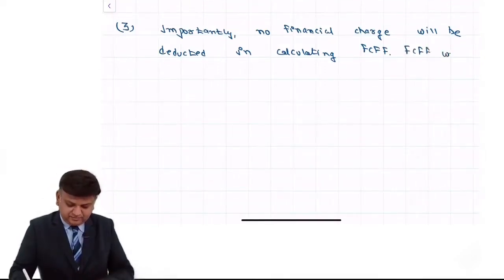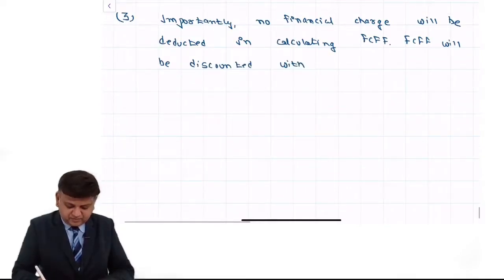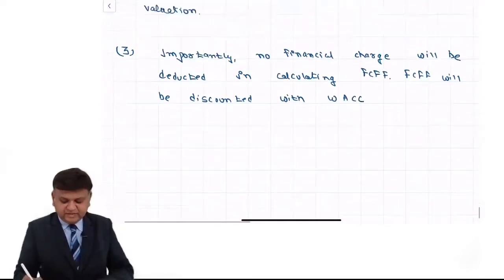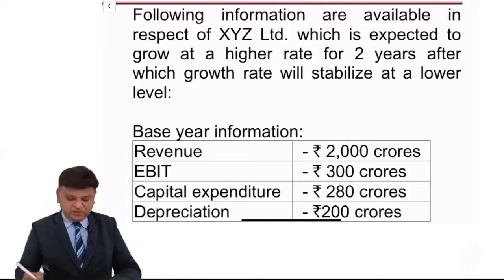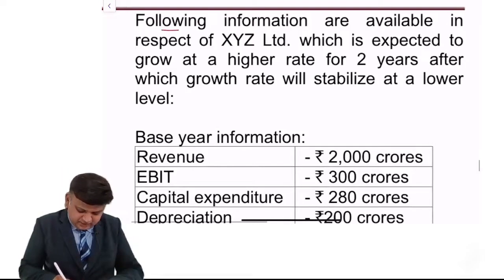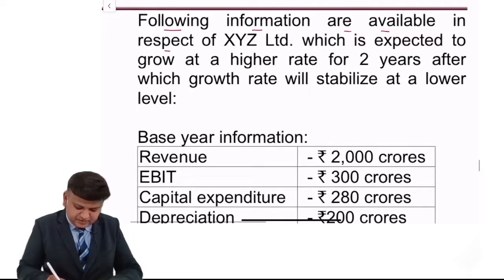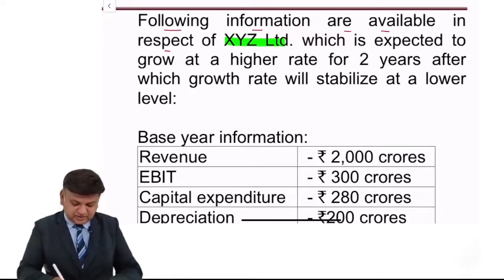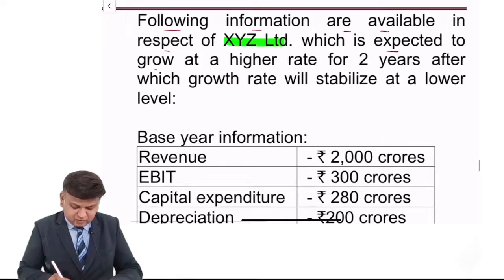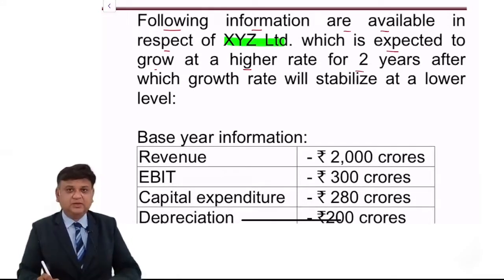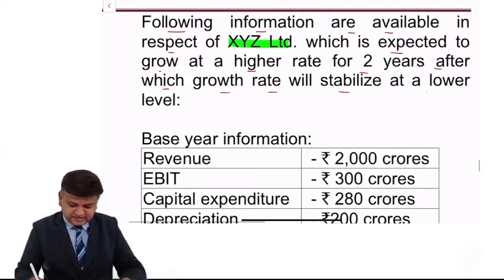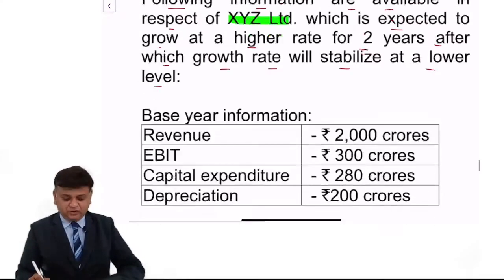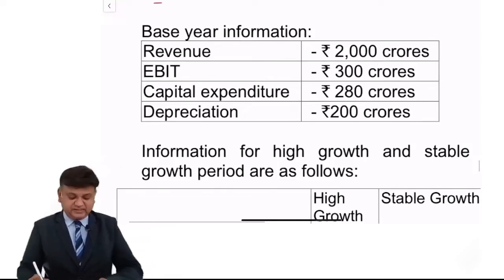Free cash flow for firm will be discounted with weighted average cost of capital. Right? This is the next question. Following information is available in respect of XYZ Limited. The information is provided about a company called XYZ Limited, which is expected to grow at a higher rate for 2 years. So the growth rate is going to be high for 2 years, after which the growth rate will stabilize at a lower level.